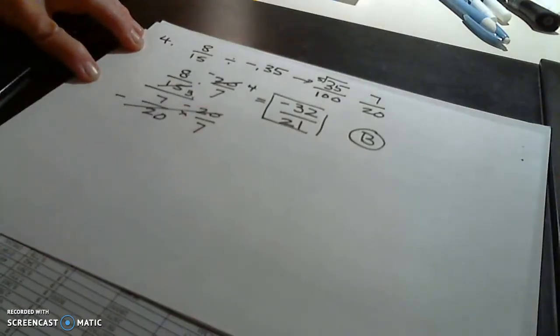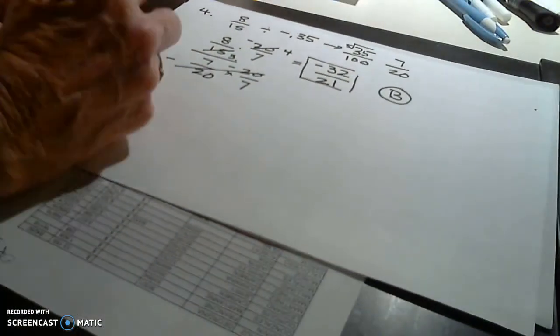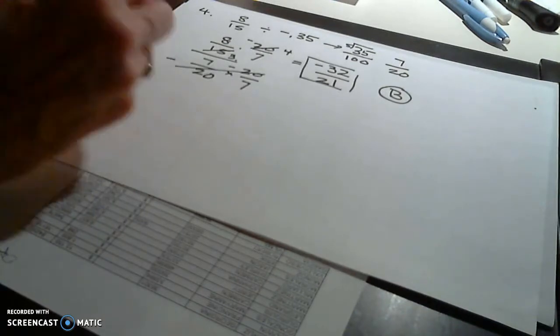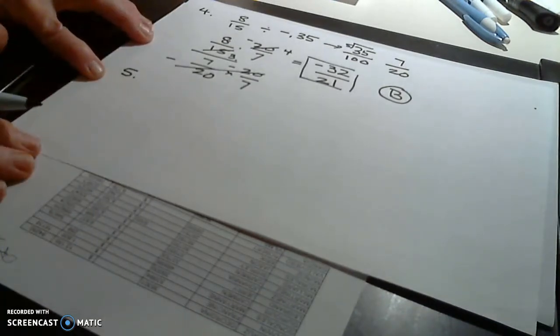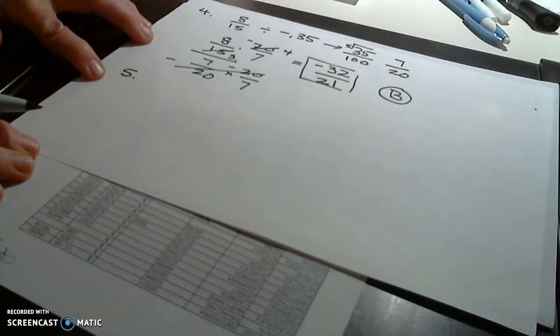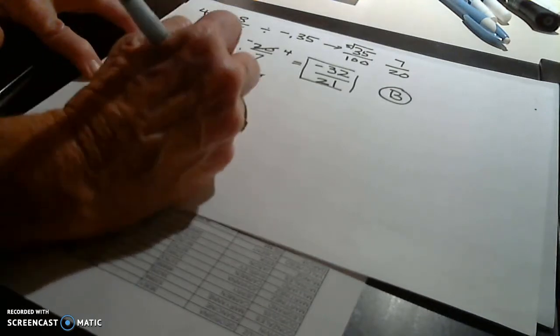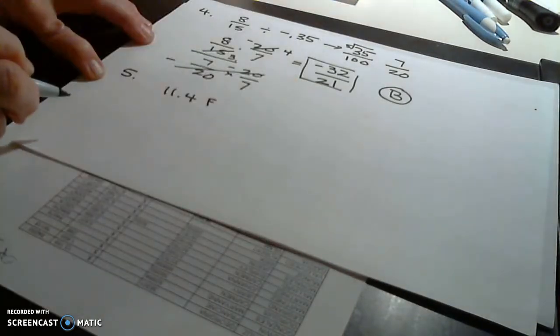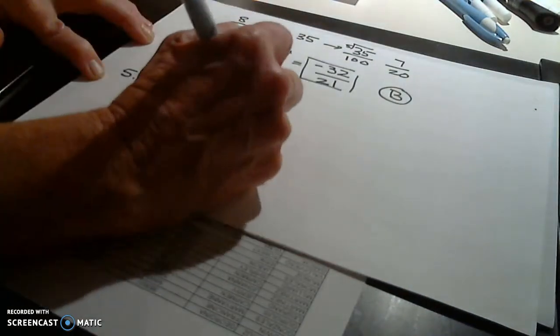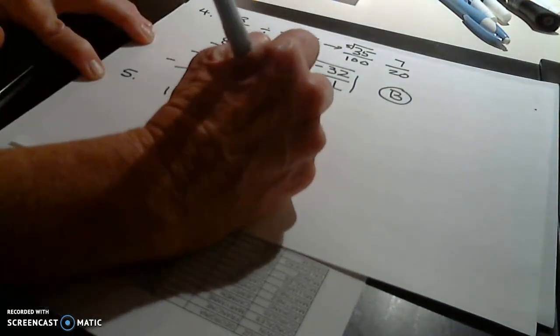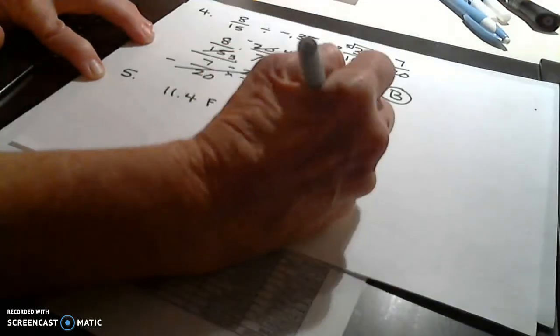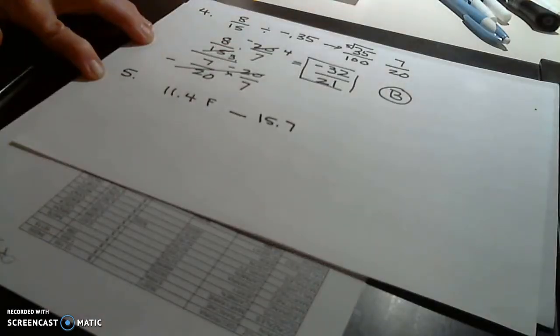I think we can fit number 5 right here on this paper. So number 5 is a word problem, but it really is just about adding and subtracting integers. It says yesterday the temperature at noon was 11.4 Fahrenheit. By midnight, the temperature had decreased, so it went down by 15.7 degrees. And I can assume that's also Fahrenheit. What was the temperature at midnight?